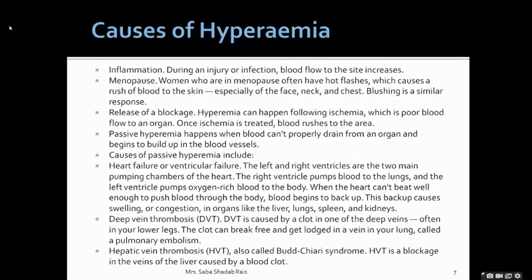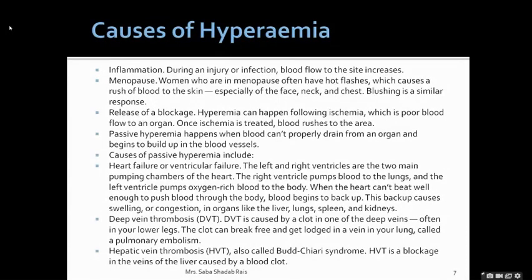Then thereafter menopause. Menopause is the condition when women stop menstruating, after a particular age, which depends on the woman. Now see, menopause is not applicable for fishes, but as I'm discussing hyperemia, I'm discussing this point. Women who are in menopause often have hot flashes, which cause blood flow to the skin, especially the face, neck and chest. Blushing is a similar response when you blush out of happiness.